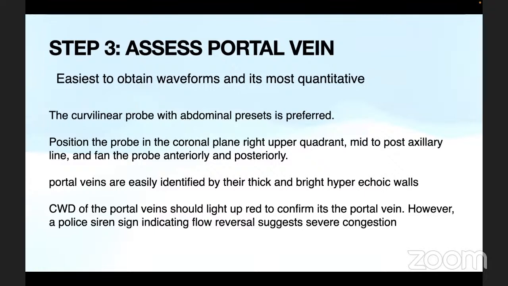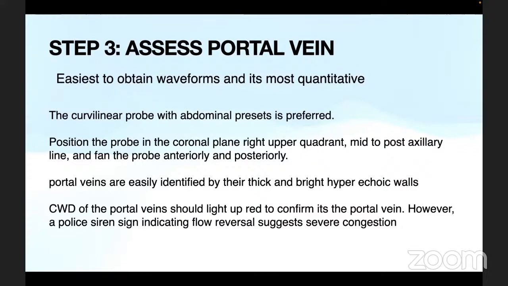And step 3, how would you assess the portal vein? Once you are done with the hepatic vein, you go for the portal vein. This is the easiest vein to obtain waveforms from, and it is most quantitative. You can use the curvilinear probe as discussed earlier, or even the phased array probe, which we have tried using. I am able to get the waveforms in patients. The curvilinear probe with abdominal presets is preferred.